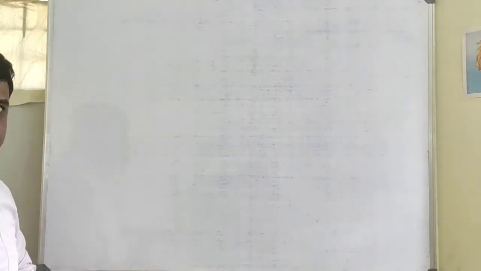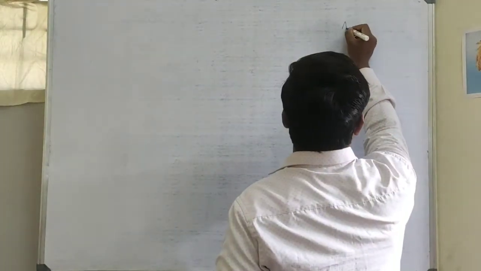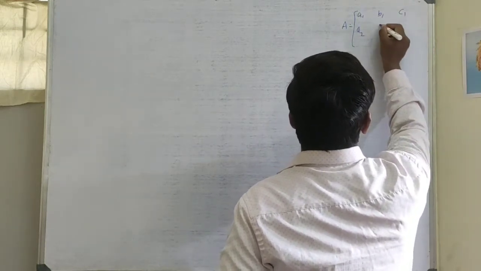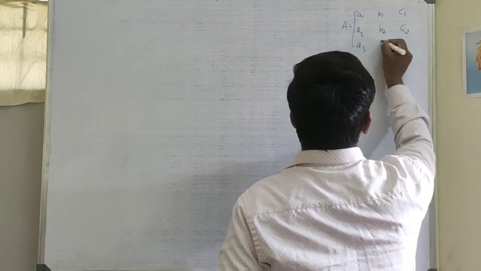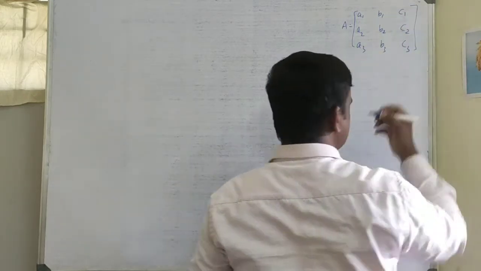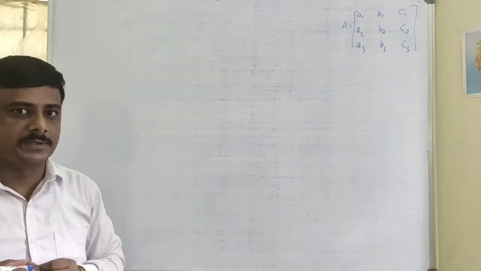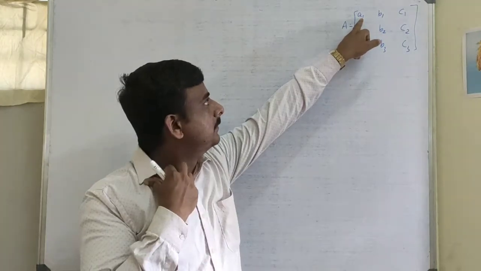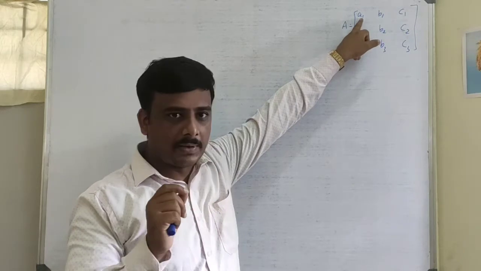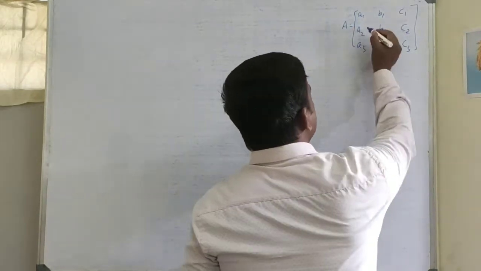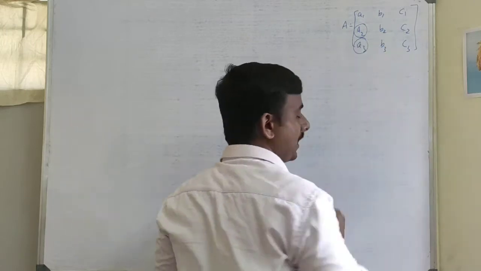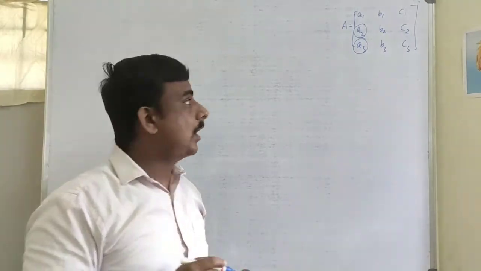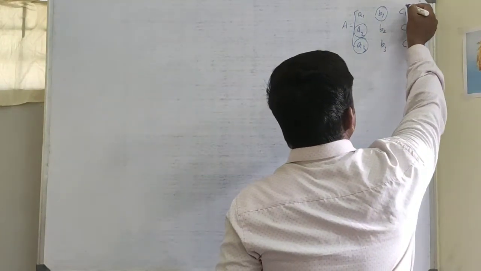If it is equal to 1, again I take this example: A equal to a1, b1, c1, a2, b2, c2, a3, b3, c3. Understand the procedure first before solving the problem. Check the leading entry of the matrix A. If this entry is 1, then applying row operations, make the entries in that column 0. Then apply column operations to make the entries in that row 0.